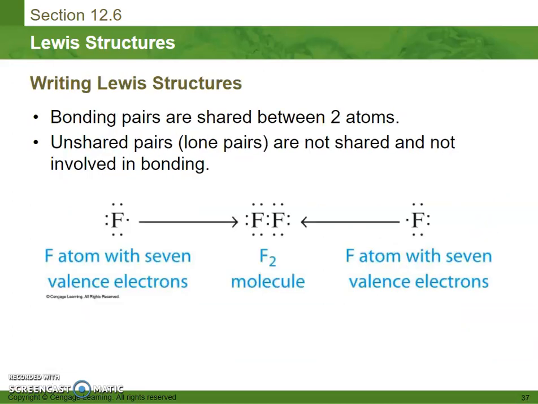Writing Lewis structures. Bonding pairs are shared between two atoms. Unshared pairs, lone pairs, are not shared and not involved in bonding. So here we have fluorine with 7 valence electrons, and it is sharing one of its electrons with the other fluorine over here to form an F2 molecule, so that each one has 8 valence electrons. 1, 2, 3, 4, 5, 6, 7, 8. And this fluorine over here has the same. 1, 2, 3, 4, 5, 6, 7, 8.